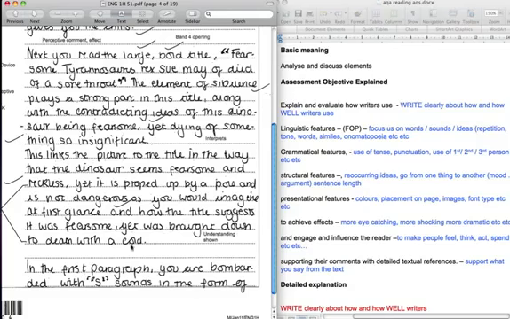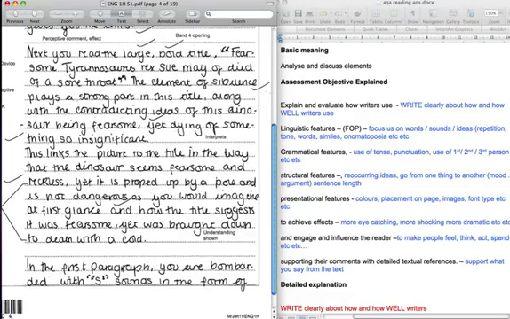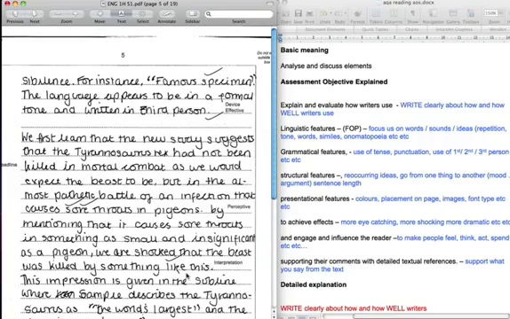In the first paragraph, you are bombarded with S sounds in the form of sibilance, for instance, famous specimen. The language appears to be in a formal tone and is written in the third person. So again, we're picking out this device.